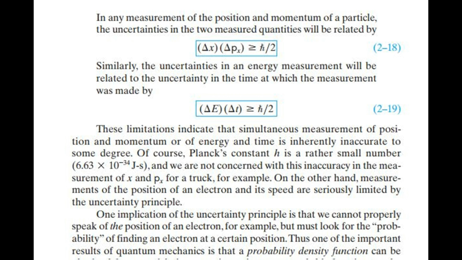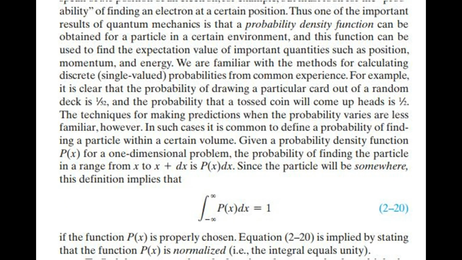On the other hand, measurements of the position of an electron and its speed are seriously limited by the uncertainty principle. One implication of the uncertainty principle is that we cannot properly speak of the position of an electron, for example, but must look for the probability of finding an electron at a certain position. Thus, one of the important results of quantum mechanics is that a probability density function can be obtained for a particle in a certain environment, and this function can be used to find the expectation value of important quantities such as position, momentum, and energy.